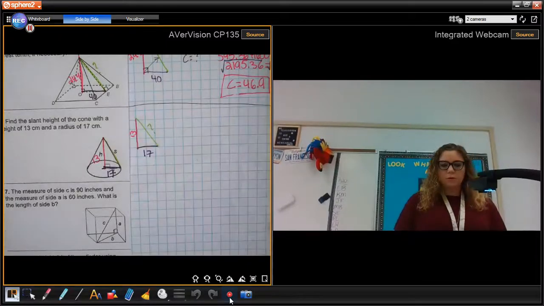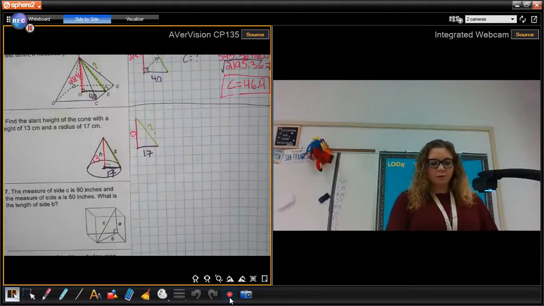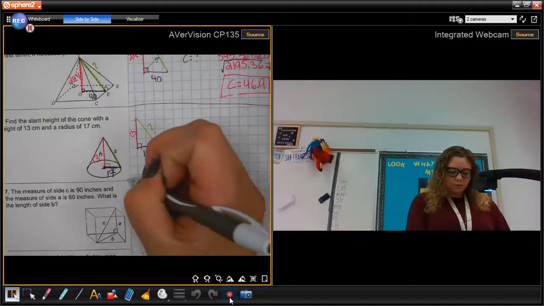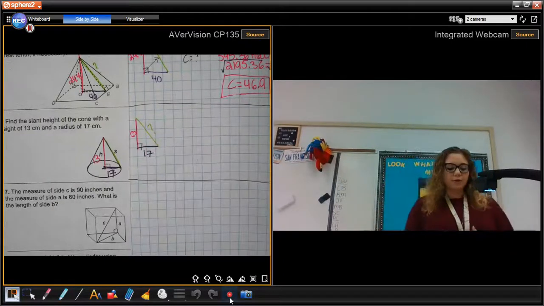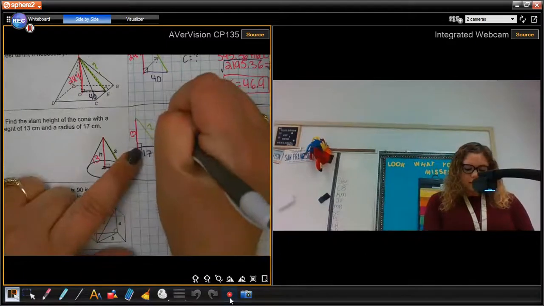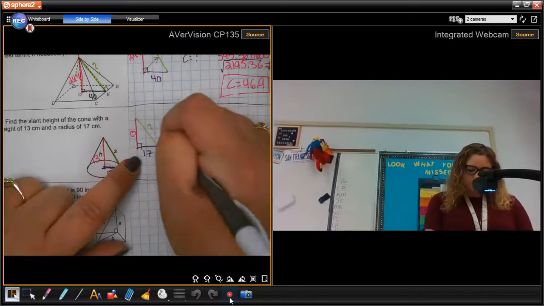Okay. So now we have to see what we're solving for. And this is a right triangle, and we're trying to find the missing length. So we're going to use the Pythagorean theorem. Okay. So a, b, c.